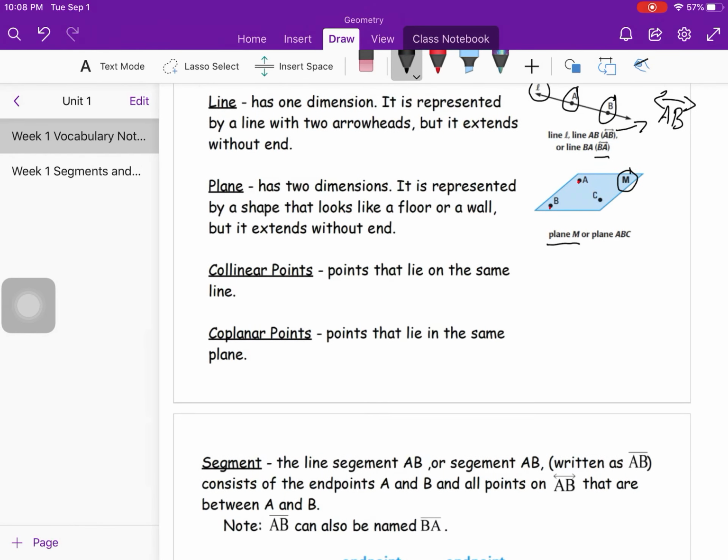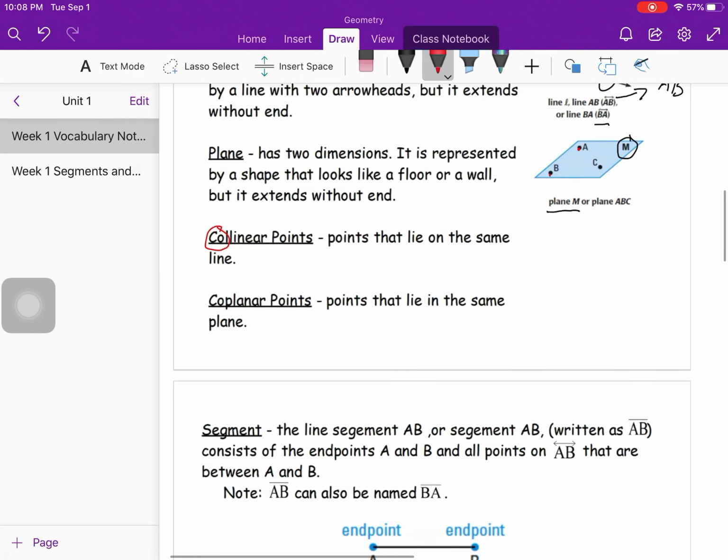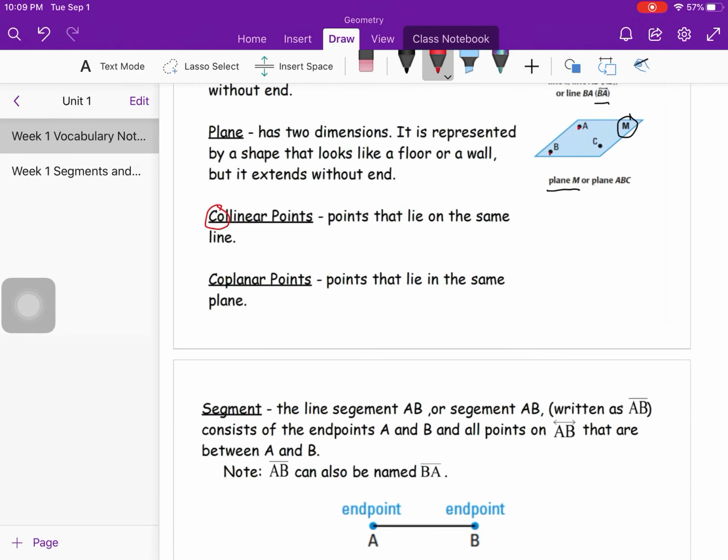Some more vocab here. We have collinear points, are points that lie on the same line. So if you break this word apart, whenever I hear the word I think of co-worker. So co-workers work together. So collinear points lie on the same line. Linear means line. Co means together. So they lie on the same line together. Coplanar points, same idea. They work together. Planar meaning plane. So they lie on the same plane together.